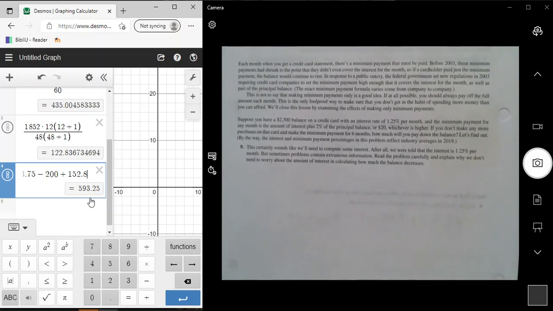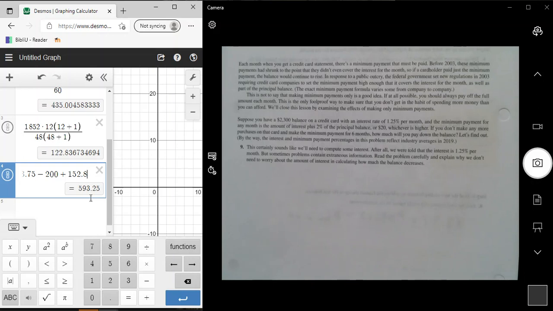It says each month when you get a credit card statement, there's a minimum payment that must be paid. Before 2003, these minimum payments had shrunk to the point that they didn't even cover the interest for the month. So if a cardholder paid just the minimum payment, the balance would continue to rise. In response to a public outcry, the federal government set new regulations in 2003 requiring credit card companies to set the minimum payment high enough that it covers the interest for the month, as well as part of the principal balance. The exact minimum payment formula varies some from company to company.